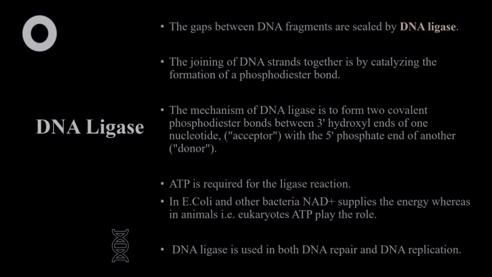Next, we'll know about the last enzyme, DNA ligase. This enzyme is involved in filling the gaps formed between the DNA fragments. It joins the DNA strands together by catalyzing the formation of phosphodiester bonds. The mechanism of DNA ligase is to form a covalent phosphodiester bond between the 3' hydroxyl end of one nucleotide with the 5' phosphate end of another.